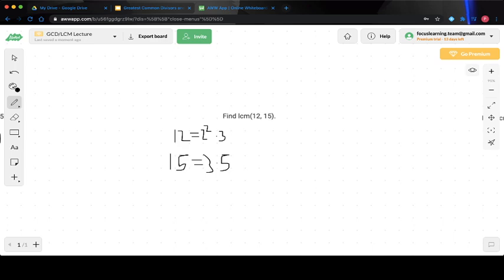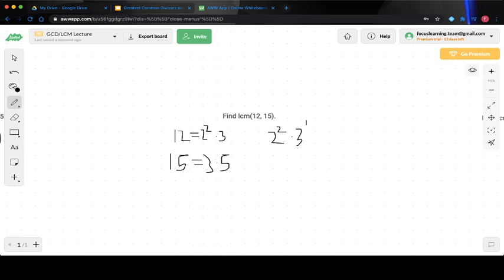Now, if we first consider the prime 2. In 15, the exponent of 2 is 0, and it's omitted, so this equals 1. So we take the greatest number, which is going to be 2. Then we consider the prime 3. In both numbers, it's 3 to the power of 1, so we just take either one. It doesn't really matter.